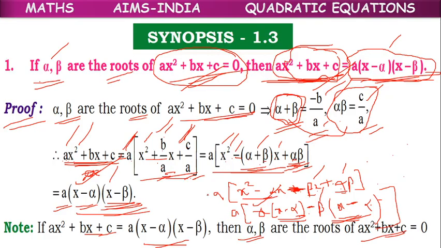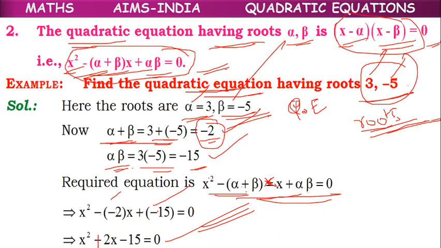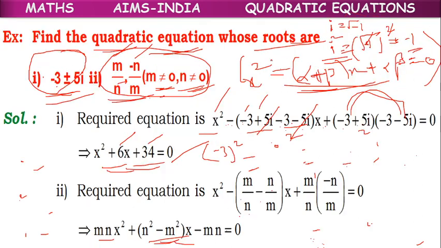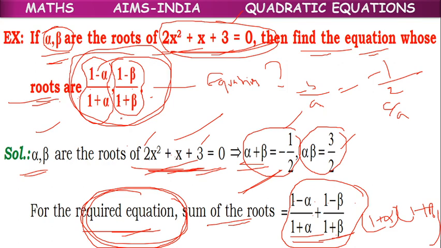Okay children, what we have learned today: if alpha, beta are roots, we can write the equation in the form of roots, a into x minus alpha into x minus beta. So we can solve some examples.